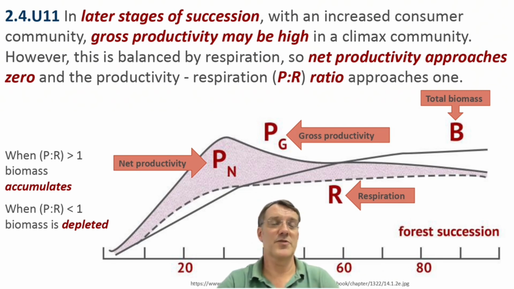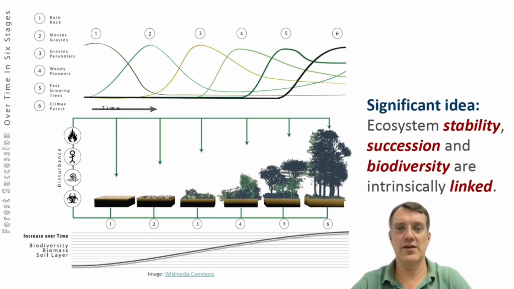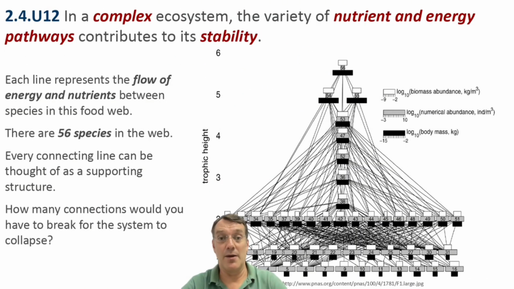This diagram illustrates how ecosystem stability, succession, and biodiversity are intrinsically linked. It shows the progression from bare rock through pioneer stages to climax forest, with increases in biodiversity, biomass, and soil development occurring throughout the entire process. In a complex ecosystem, the variety of nutrient and energy pathways contributes to its stability.